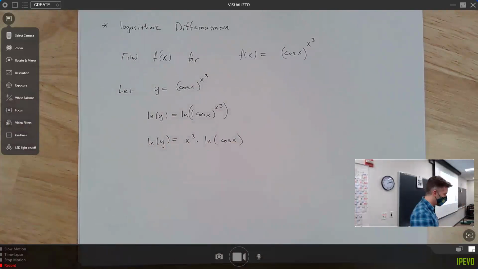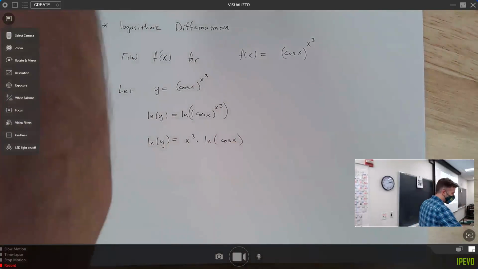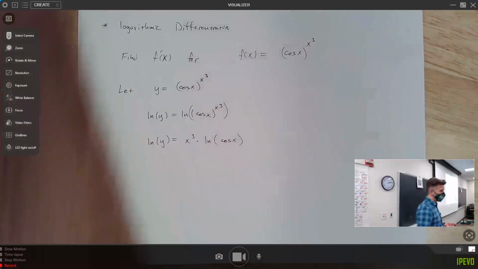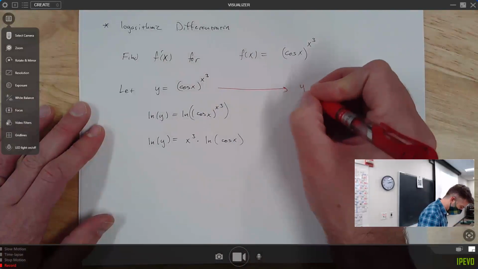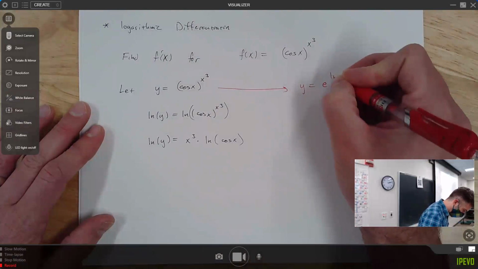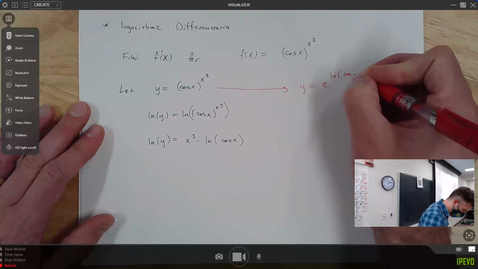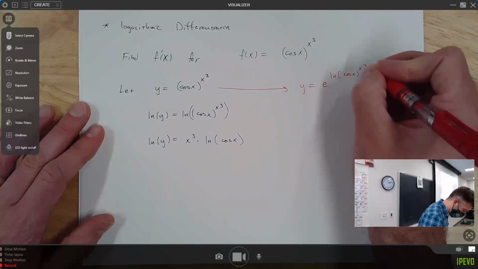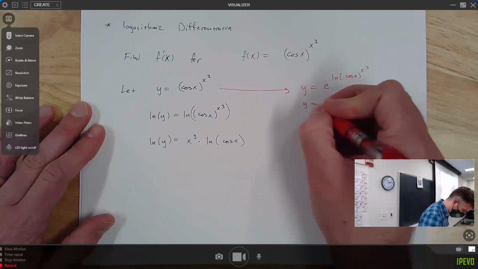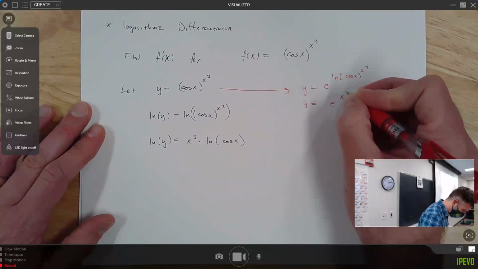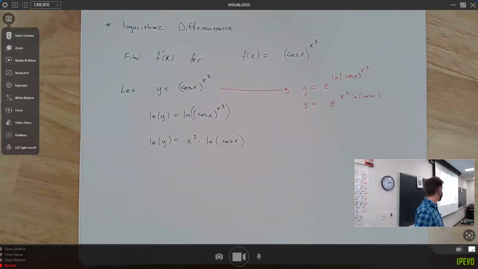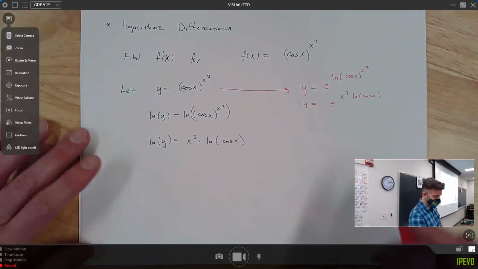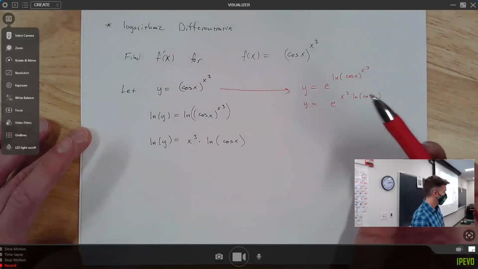I should point out, just in case, some people do like to do it the other way, but they say, I'm going to do y is e to the natural log of cosine of x to the x cubed power, and then rewrite that as y equal to e to the x cubed times the natural log of cosine of x. That is another way you could go if you wanted to. It's not the way I've been showing you guys how to do it. So if this doesn't look familiar to you, ignore it. Do it this way.